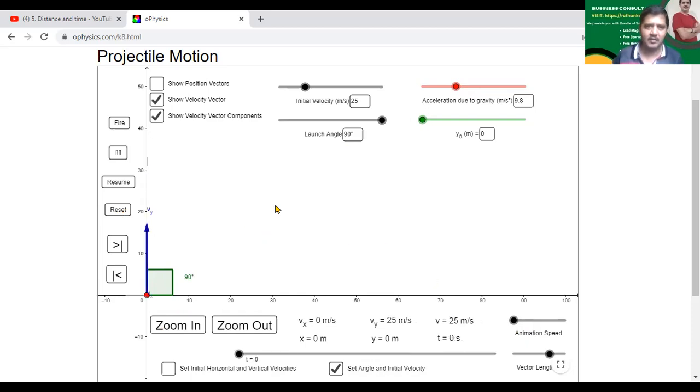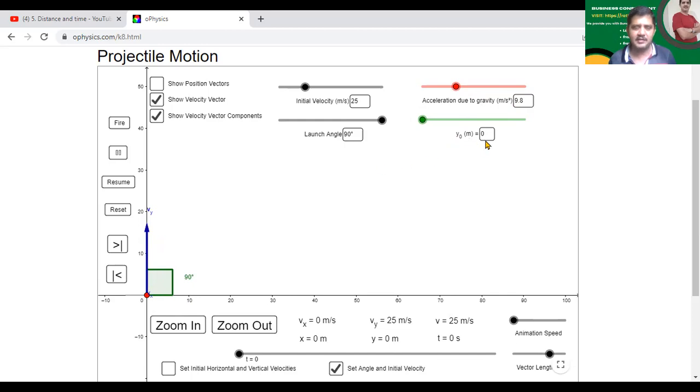Now, what are the controls here? Initial velocity is 25 meters per second, which means the velocity which you give here. Acceleration due to gravity: what is acceleration due to gravity? It is the force per unit mass with which the earth attracts every object towards it, right? This seems to be a constant. I'm not going to change this because on earth, this is 9.8 only. Launch angle is 90 degrees, so that is also constant.